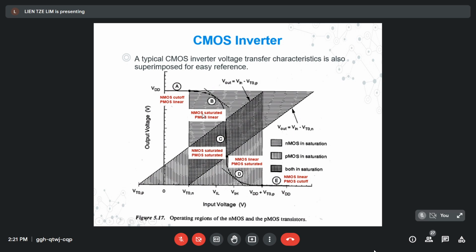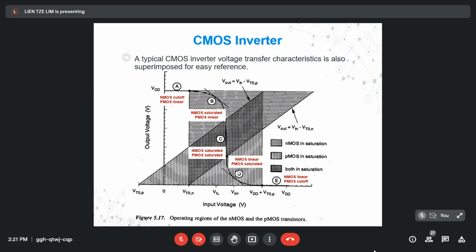The NMOS is still turned off, but it starts to operate. When the input increases, the output will decrease. At point C, both the NMOS and PMOS are saturated. We expect that the NMOS will turn on and the PMOS will turn off if the input voltage is further increased.